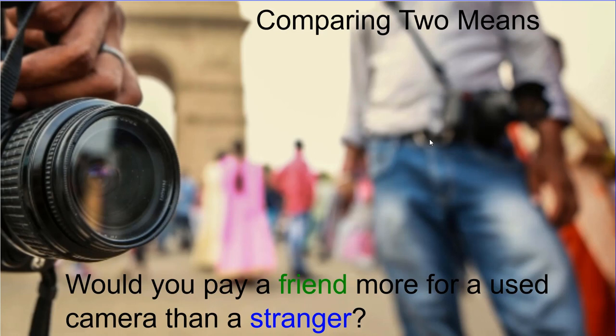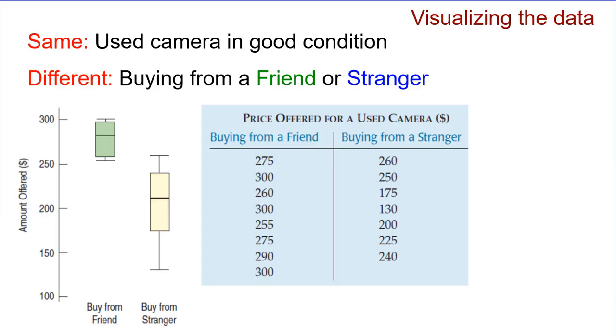So here we go. The question that we want to answer is, would you pay a friend more for a used camera than a stranger? So they set up an experiment where they had a used camera that was in good condition, and they asked people how much they would pay for it if it was being sold to them by a friend or a stranger. Those were 2 random treatment groups. In one, they told them that it was being sold to them by a friend, and in the other randomly assigned treatment group, they said that it was being sold by someone they didn't know. And they listed off all their responses to that question of how much they would offer.